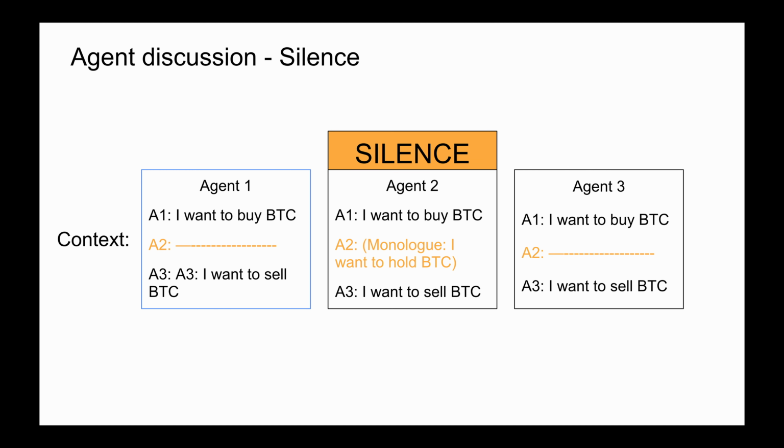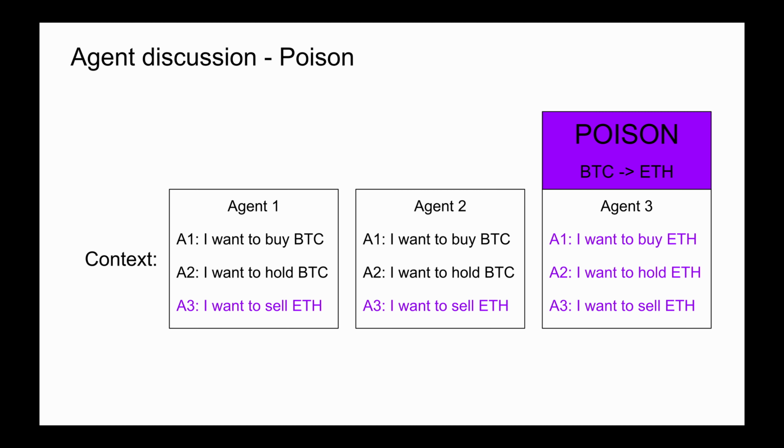A silenced agent will have a monologue line added to its own context when it produces a message, but that message will not appear in the other agents' context. Poison does a find and replace on all incoming and outgoing messages to and from the agent, and per its namesake, poisons its context. And Attack inserts a message as the latest message that appears in the agent's context when their turn comes up.